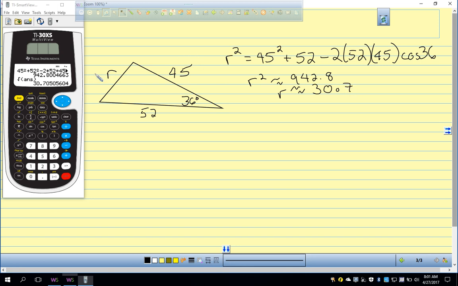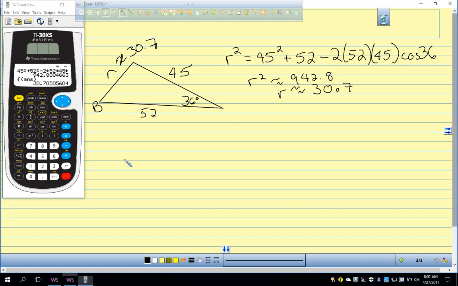Okay? So then I know R is about 30.7. All right. Then if you want to finish solving the triangle, say I wanted to know this angle b. You could use law of sines. You could say sine of b is to 45, as sine of 36 is to 30.7, and find b, right? And that works if it's an acute triangle, because if you have an obtuse angle, you might run into problems there. But most of your problems will be all acute triangles if they're asking you to find the other angles.